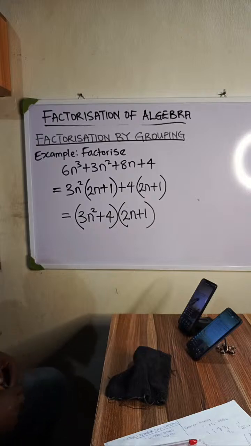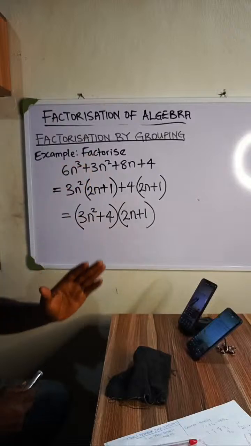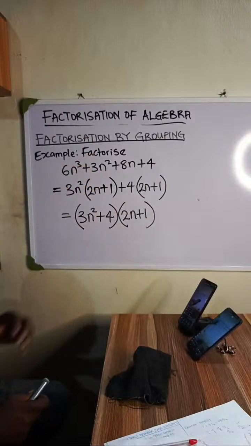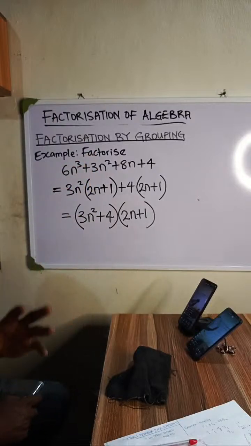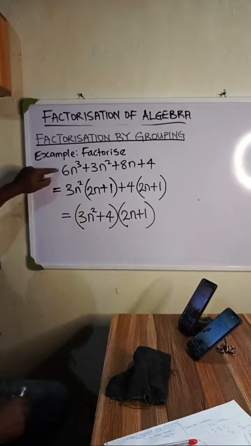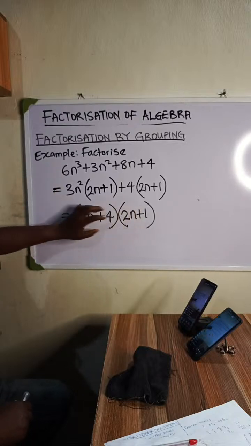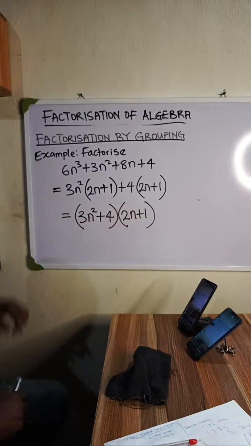So on Saturday, we're going to have a class where we'll be learning the opposite of factorization. The opposite of factorization is expansion of algebra. This value here can be expanded to give you this value. So we're going to be learning the process of converting this back to this.